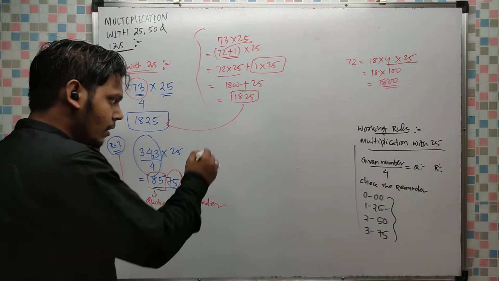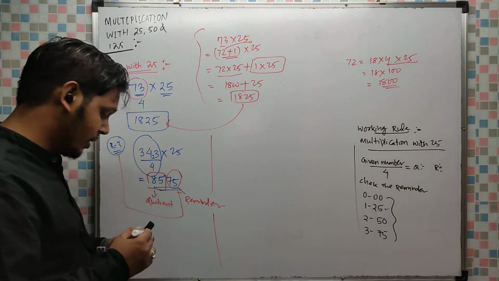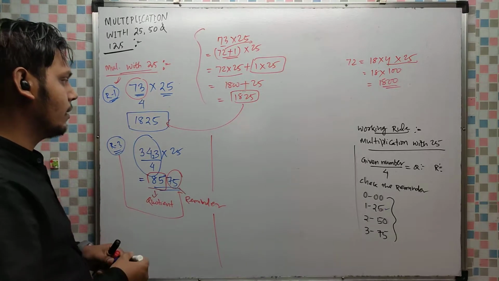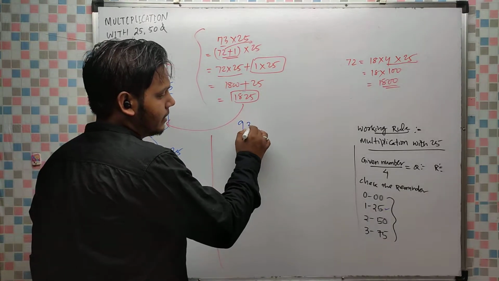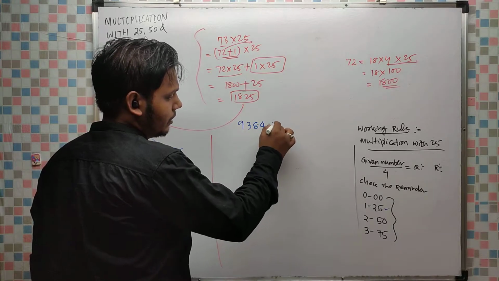Okay, now one more number we'll discuss. If any bigger number is given to you, suppose 9384 into 25.